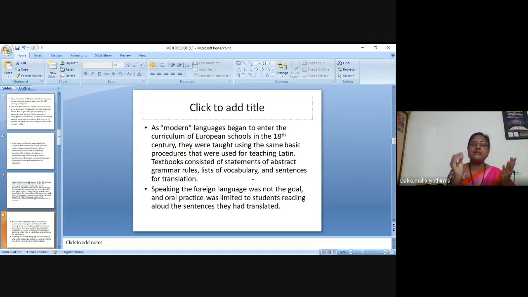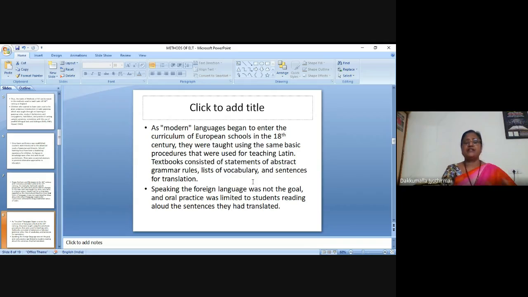So that is how grammar rules were prescribed. Textbooks consisted of statements of abstract grammar rules and vocabulary, and sentences for translation were prescribed for students who were studying not only Latin but any other modern language. So speaking the foreign language was not the goal here.